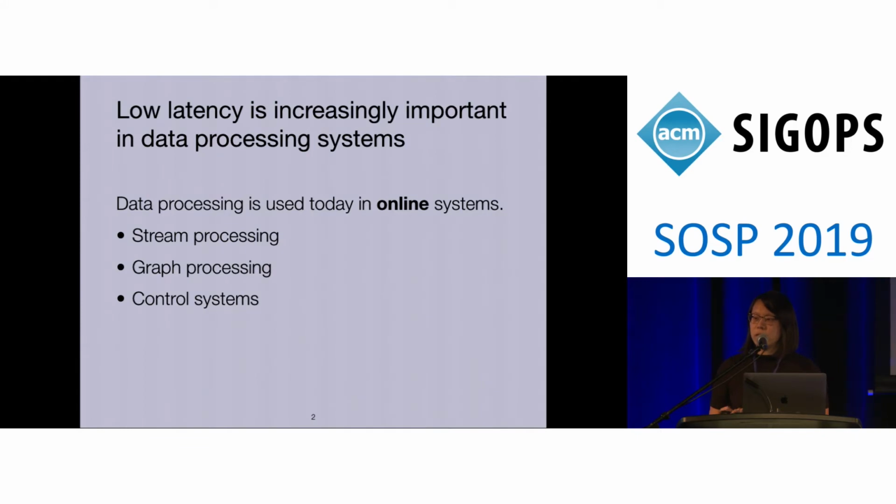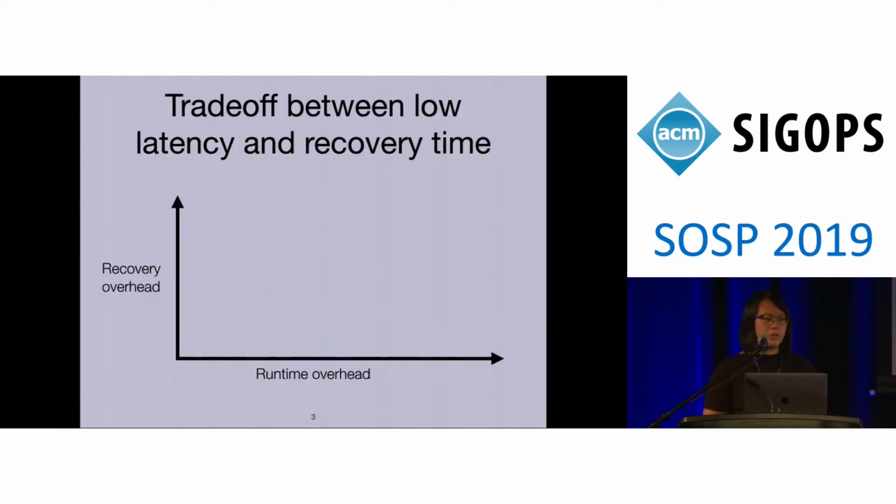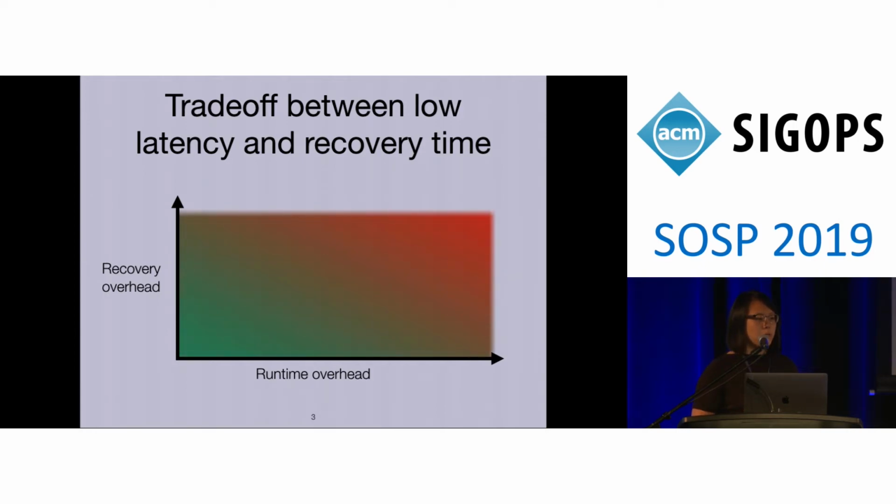Because data processing is computationally expensive, it's also necessary to scale out these systems to multiple nodes. And because of that, a second requirement is the ability to recover results after a failure. And if you combine that with the low latency requirement, it's also desirable to recover results as quickly as possible. But unfortunately, there seems to be a hard trade-off between low latency and recovery time. And that's the problem that we'll be addressing today in the Lineage stash work, which aims to achieve both low runtime as well as low recovery overhead.